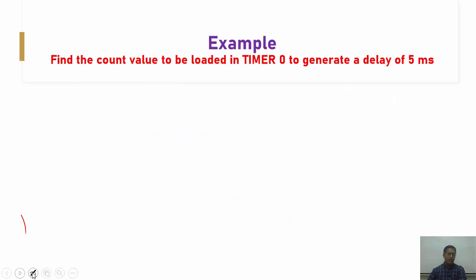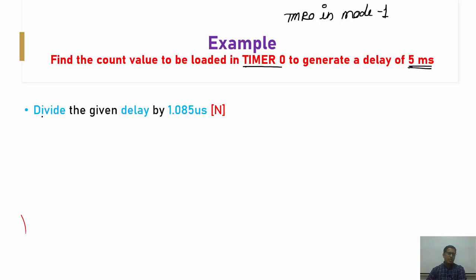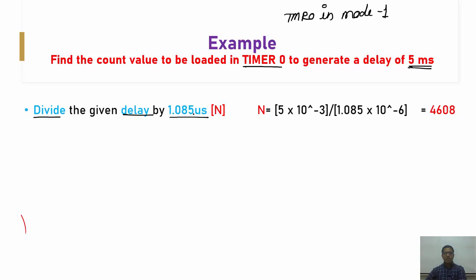Consider an example. Find the count value to be loaded in timer 0 to generate a 5 millisecond delay. I am going to consider timer 0 in mode 1. What will be my first step? We said divide the given delay by 1.085 microsecond. Here the amount of delay is 5 milliseconds, so 5 milliseconds divided by 1.085 microsecond.